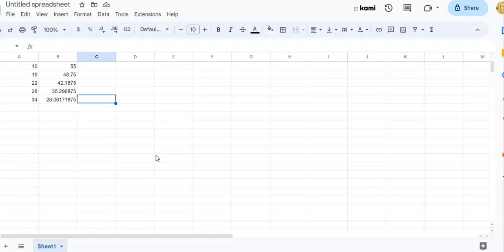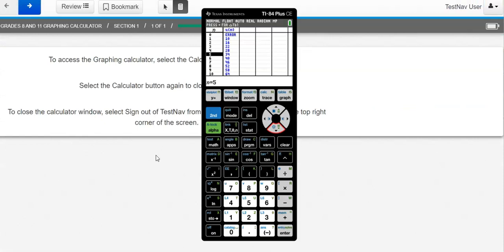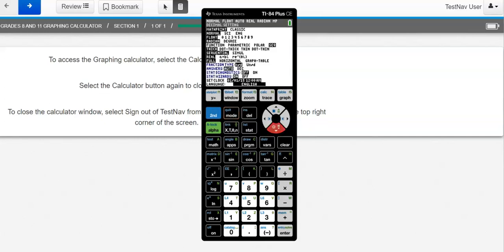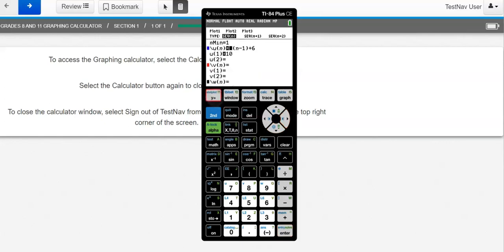And then that takes us over here. And then I'll start from scratch. So you want to make sure that you go to mode first. Make sure that you have sequence SEQ highlighted. Then go to y equals.